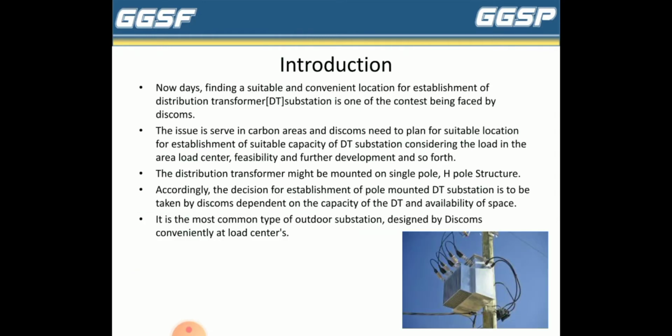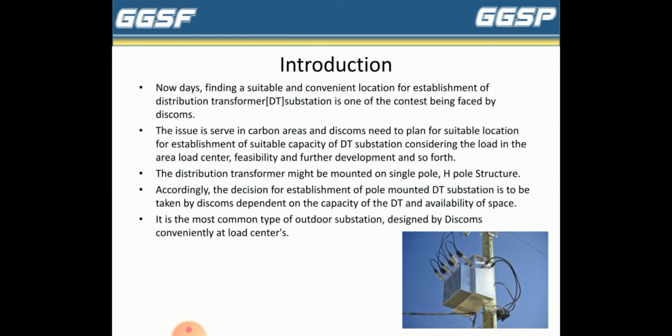Introduction. Nowadays, finding a suitable and convenient location for the establishment of a distribution transformer is one of the challenges being faced by DISCOMs. The issue is severe in urban areas, and DISCOMs need to plan a suitable location for establishment of a suitable capacity DT substation. Considering the load in the area, load center, feasibility and further development, the distribution transformer might be mounted on a single pole or H-pole structure.